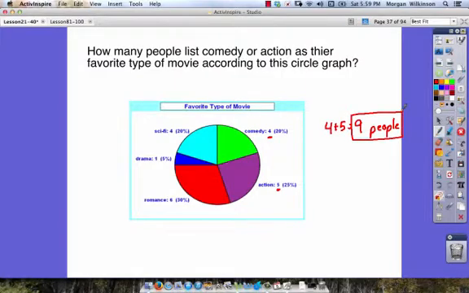We've got our final answer. We interpret it by looking at the raw data that we were given with our circle graph, not the percentages that tell us out of the whole how many people like that.